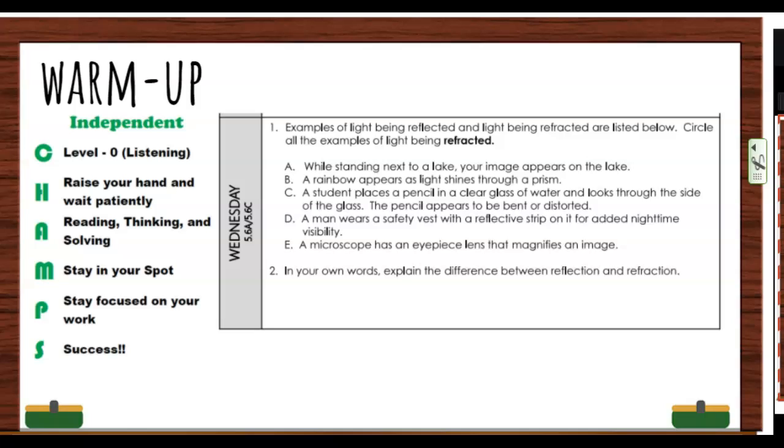And then number 2 says, in your own words, explain the difference between reflection and refraction. I am going to give you 3 minutes to circle and respond.